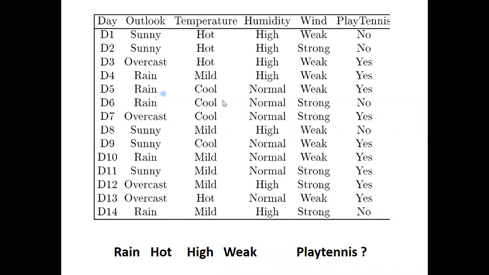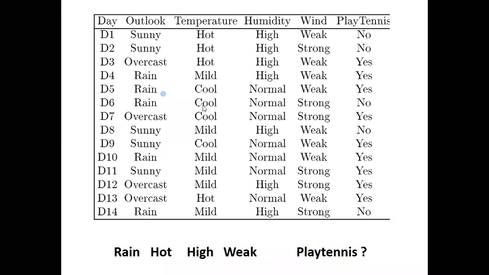One more data set. Again, based on these weather conditions, whether we can play tennis or not. 14 examples are there. In this case, the attributes are outlook, temperature, humidity, and wind. Four attributes are there, and the attributes have different values.